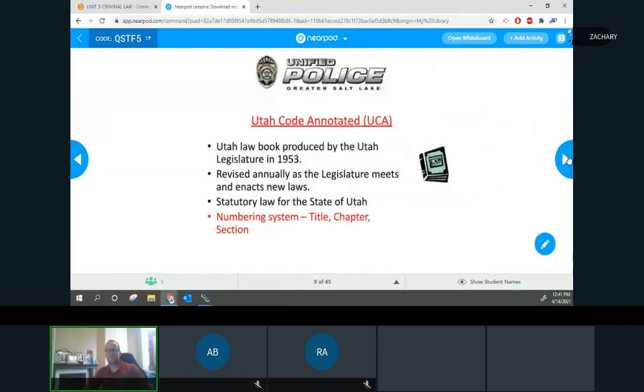Okay, so let's talk a little bit more in regards to Utah. Utah law books were preceded by the Utah legislature in 1953. It's revised annually as the legislature meets and acts in new laws. Statutory laws are the ones created by the legislature for the state of Utah. There's a numbering system where it has a title, a chapter, and a section, and this is basically how things should be run.